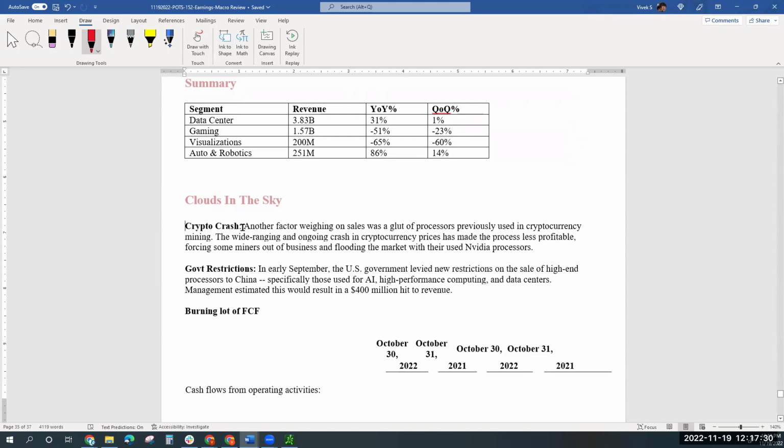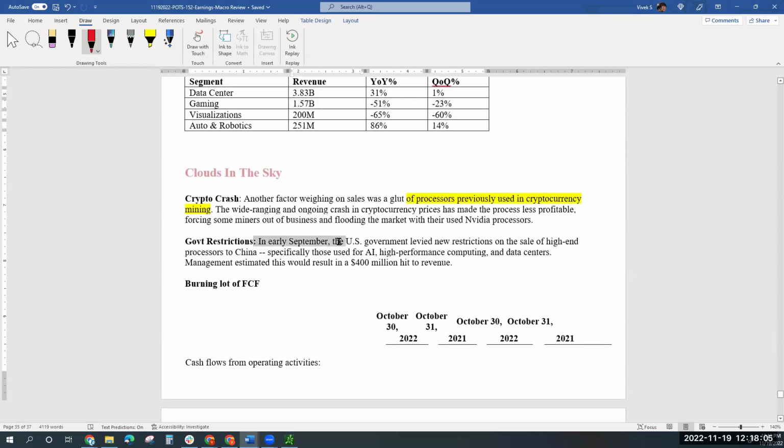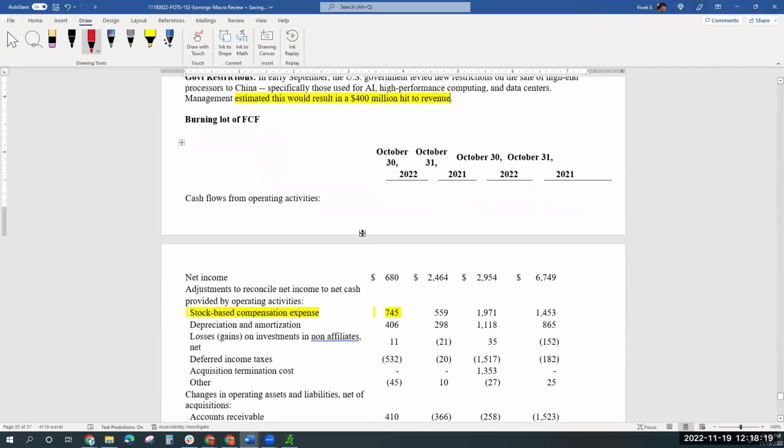Another factor is the crypto crash, because of the processors that were earlier used in cryptocurrency mining. Now the crypto winter is setting in, and Ethereum has moved from mining to proof of stake. So all those GPUs are now available in the market for anyone to buy on the secondary market. Gaming basically sells GPUs, and now there's a glut of GPUs coming from the crypto market. Also, another thing was the government restrictions. Management estimates that the US government restrictions on selling chips to China caused a $400 million hit to their revenue.